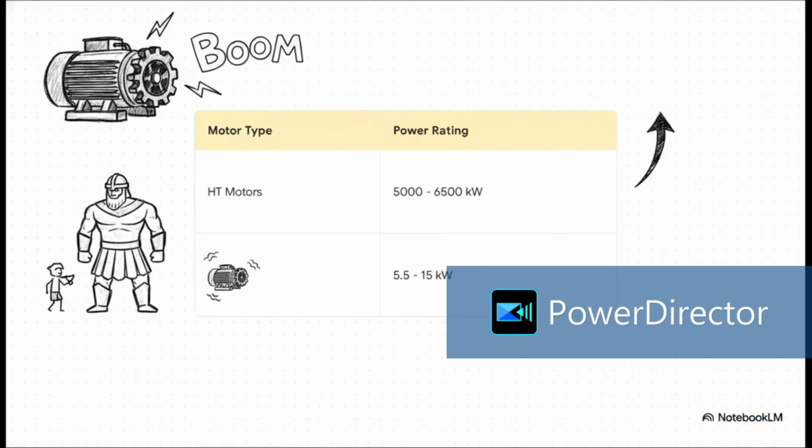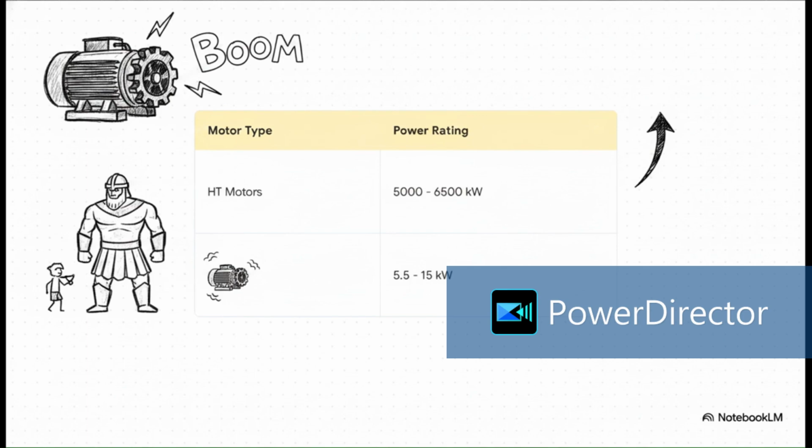So if the star configuration is so fantastic for saving money and protecting the grid, why in the world do smaller everyday factory motors play by completely different rules? Well, to understand this, let's look at this David versus Goliath power rating comparison. HT motors are absolute behemoths, operating at power ratings of 5,000 to 6,500 kilowatts. Huge. In stark contrast, your typical LT motors are tiny, operating at just 5.5, 7.5, or maybe 15 kilowatts.